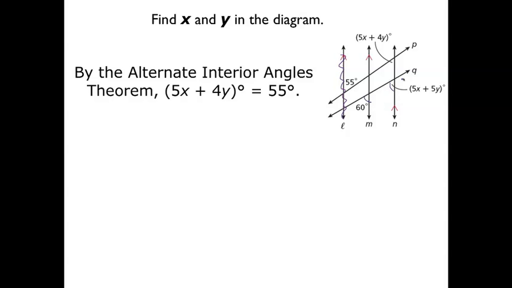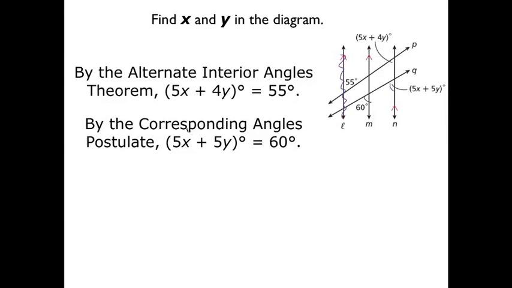Well, you'll notice that both of them are below transversal Q, and they're both left of their respective lines. The 5x plus 5y is left of N, and 60 is left of M. So they are in the same corresponding locations. So using the corresponding angles postulate, I'll set those two equal to each other.